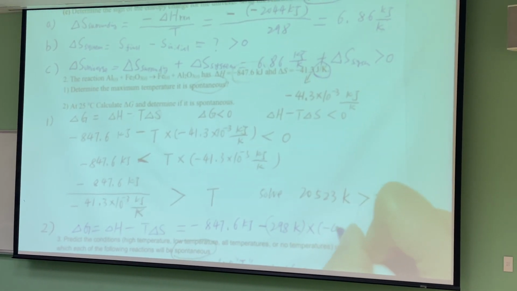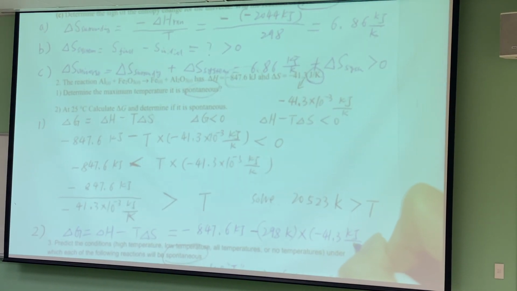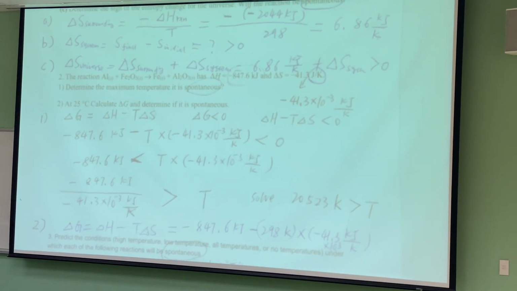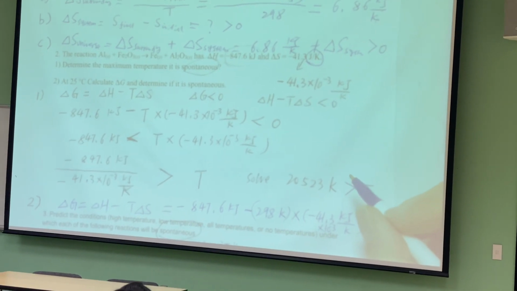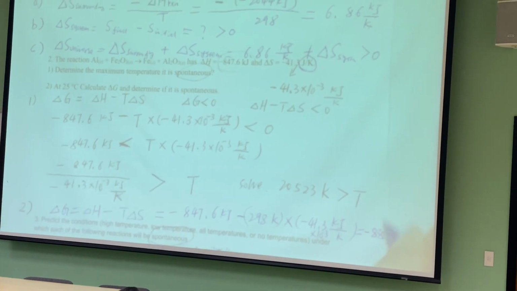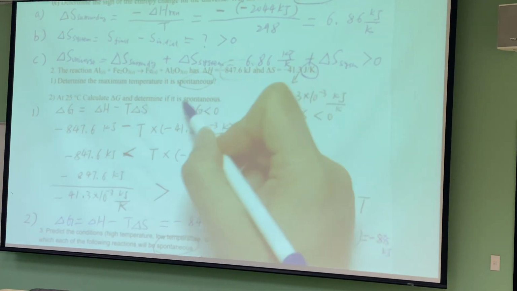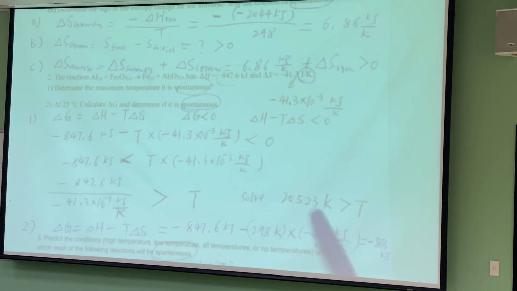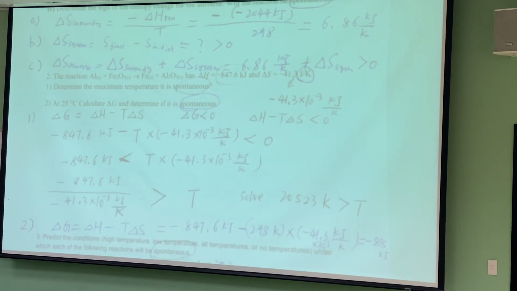Times, again, I convert it to kilojoule. Times 10 to negative 3, okay? Convert it to kilojoule. So then you get, I get a negative 835 kilojoule. Since it's a negative, it's spontaneous. Right? And if you compare this number to the previous number, it is smaller than this number, so it is spontaneous. Okay?